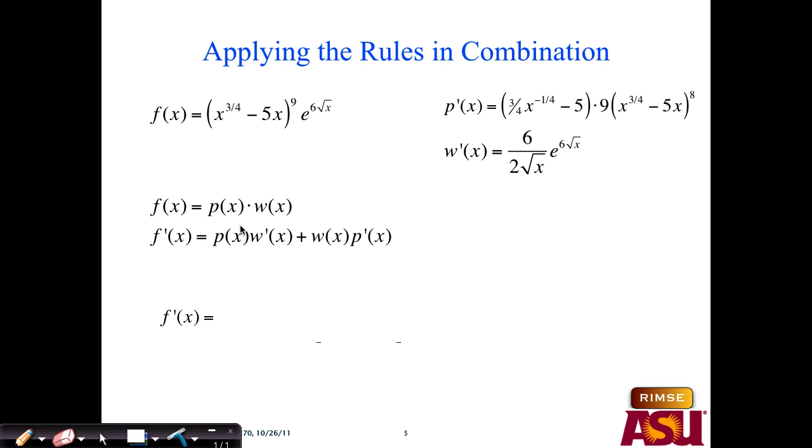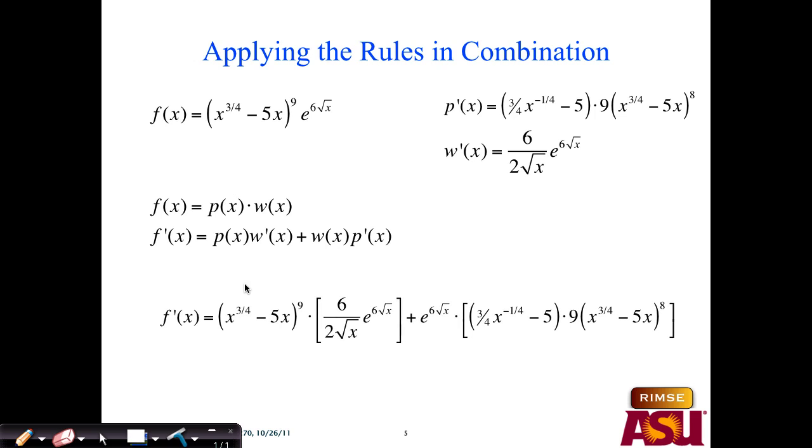But product rule would look like this then. So putting in our pieces looks like an awful mess, but reading carefully, we can see we've just got this first piece here. This is our x to the 3/4 minus 5x to the 9. So that's the original first factor times the derivative of the second.